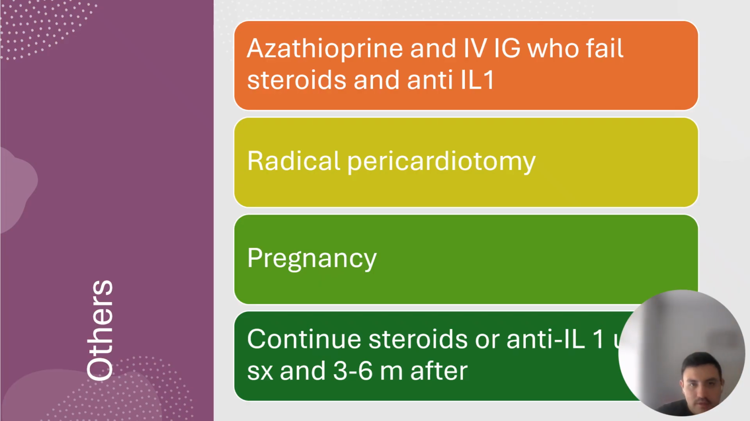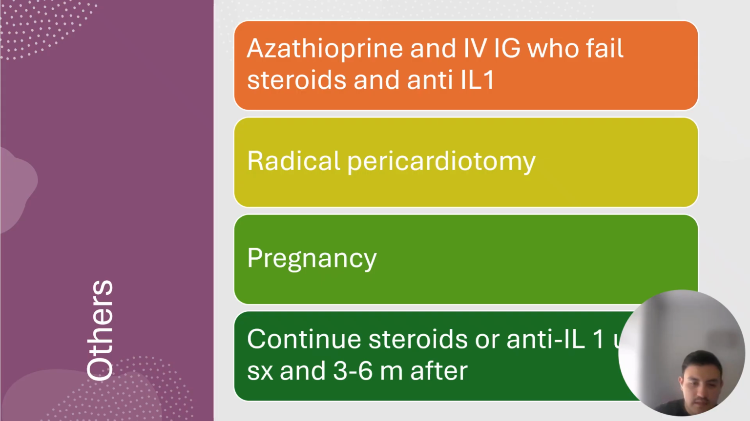Then other treatments such as azathioprine and intravenous immunoglobulin, and radical pericardiectomy for the patient who failed steroids and anti-interleukin 1. This is important. Why? Because imagine the patient comes with chest pain, acute pericarditis, and doesn't tolerate the first treatment, which is NSAIDs and colchicine. The patient is a young female, and you start anti-interleukin 1, and the patient is doing great with this, but then the patient tells you, oh, I want to become a mother, I want to be pregnant. So maybe then you may consider radical pericardiectomy.